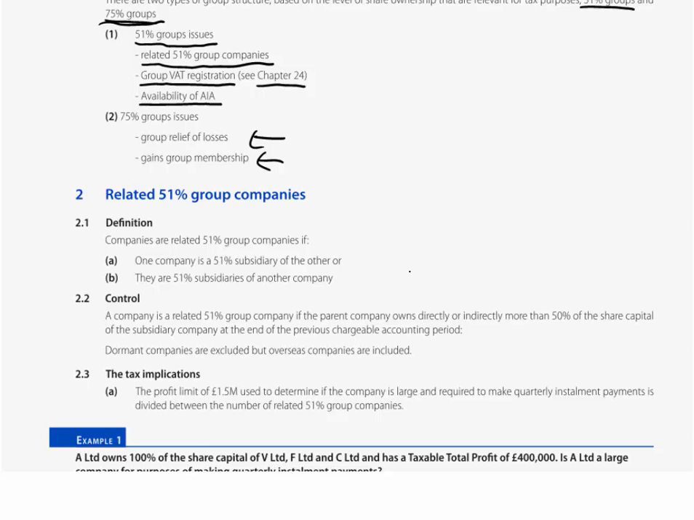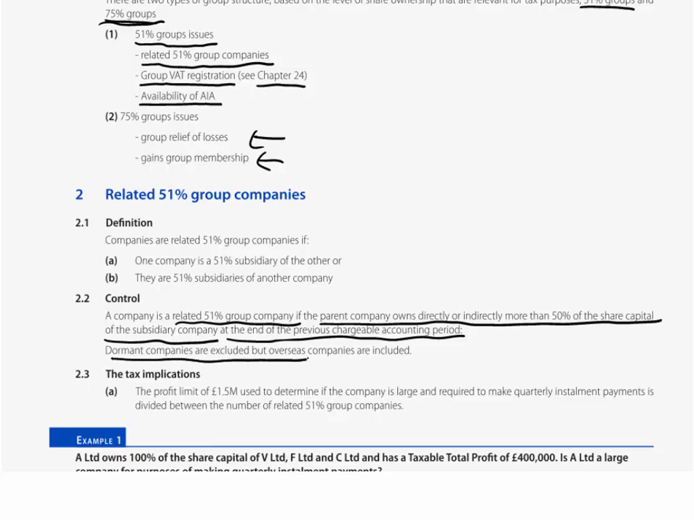Control here: a company is a related 51% group company if the parent company owns directly or indirectly more than 50% of the share capital of the subsidiary company. For it to be a related 51% group company for this accounting period, that must have been the case at the end of the previous chargeable accounting period. Dormant companies that have been dormant through that period are excluded, but overseas companies, yes, we will include there.